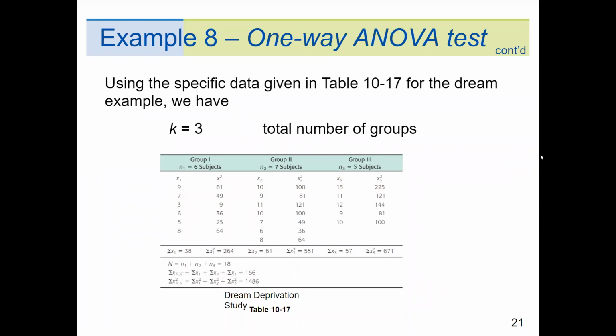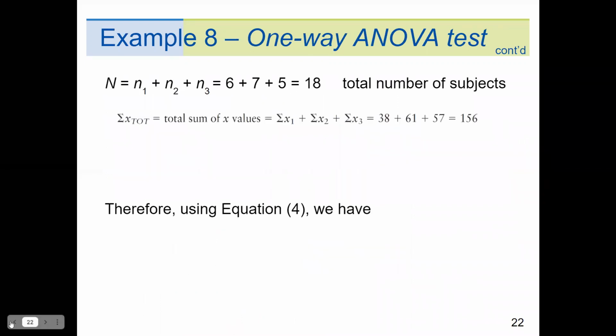Using the specific data given in table 1017 for the dream example, we have K equal to 3.